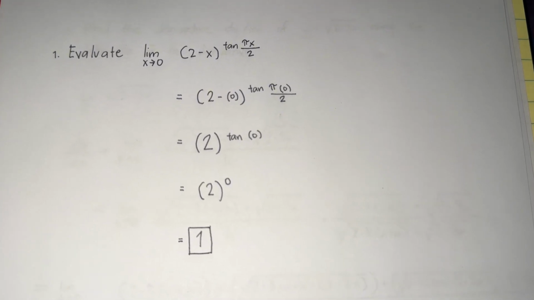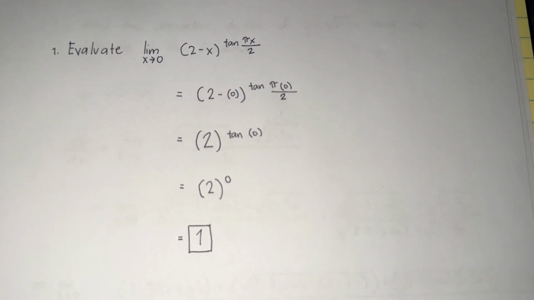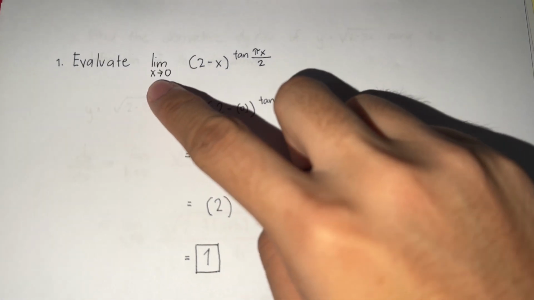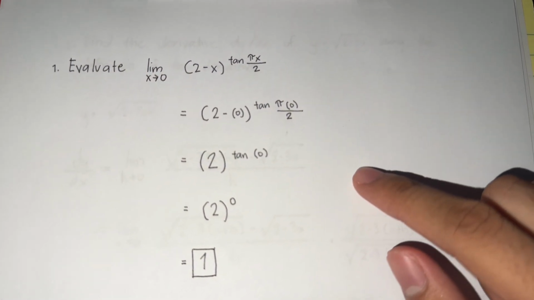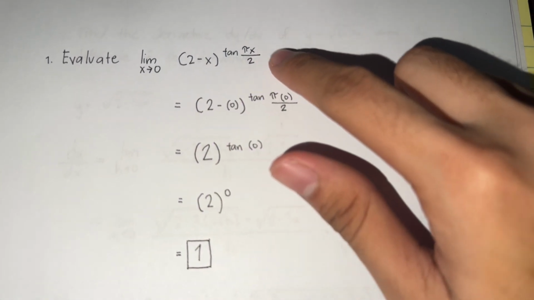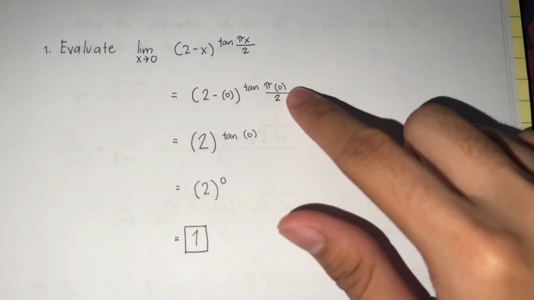In order to solve this, we must substitute the x values with 0. As you can see here, x approaches 0, so that is what I did. So x becomes 0 and x becomes 0. Now we are going to solve it.